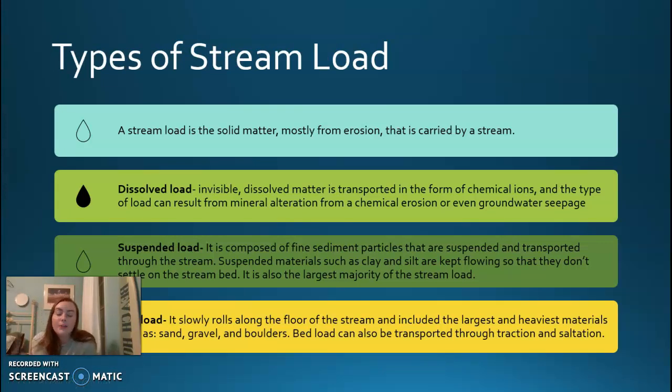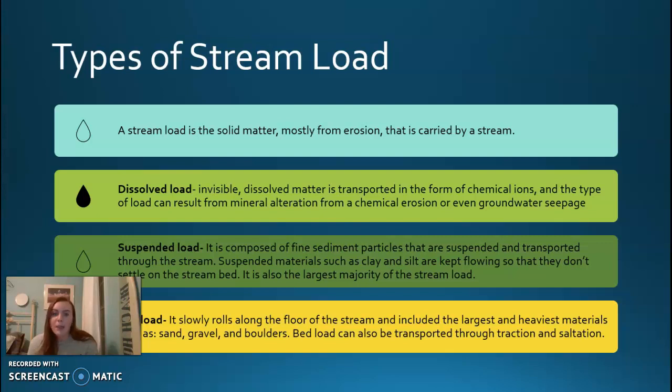Here we have the types of stream load. So a stream load is the solid matter, mostly from erosion, that is then carried on by the stream. And the first type of load is the dissolved load. It is invisible dissolved matter that is transported in the form of chemical ions, and this type of load can result from mineral alteration from chemical erosion or even groundwater seepage.